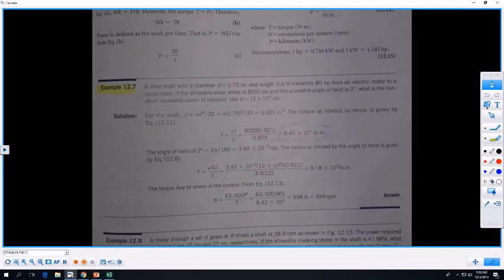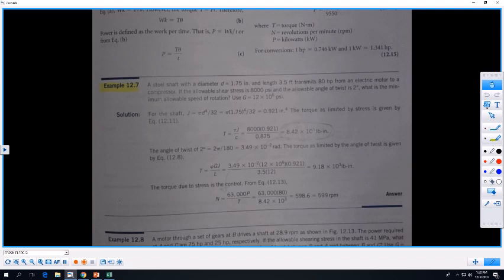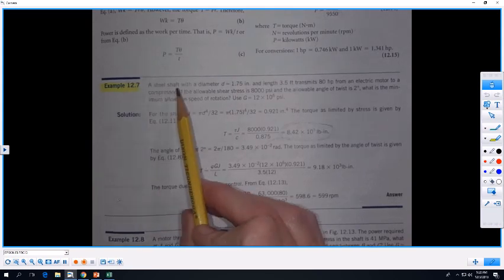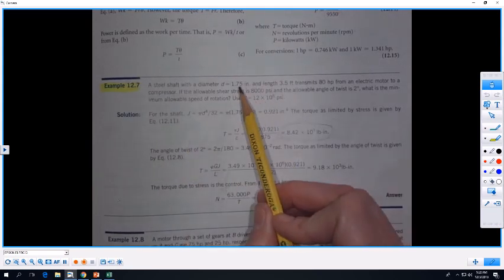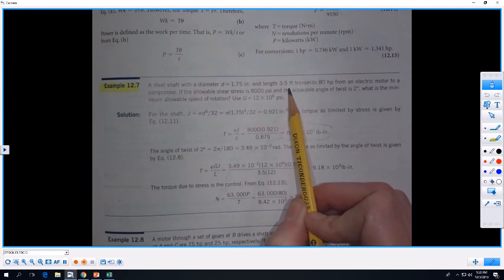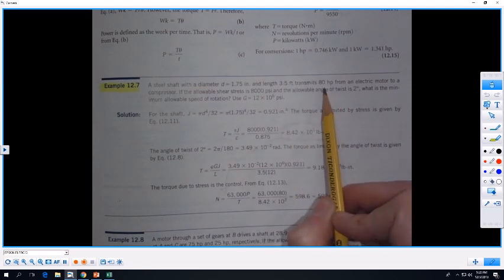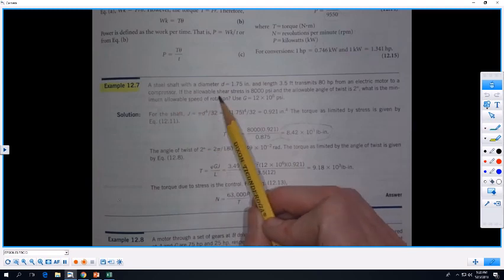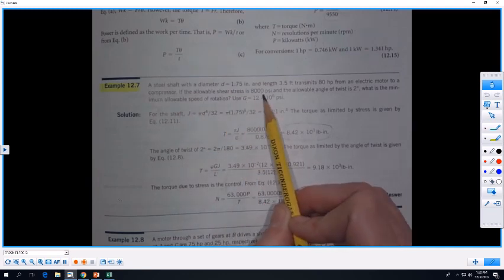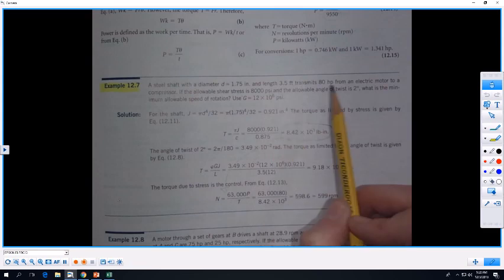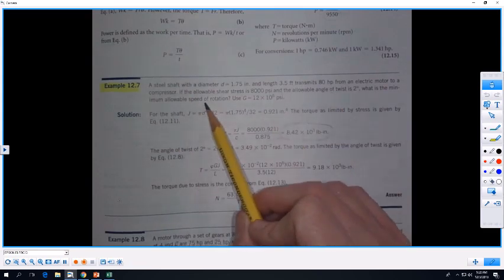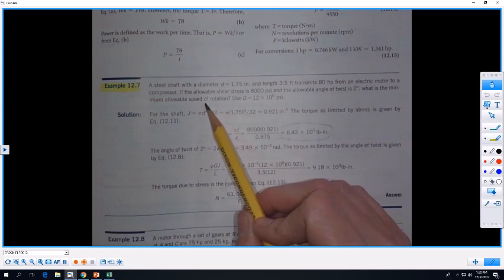The problem that we're going to look at next, the example problem, which is going to be your homework, is to look at example 12.7. We have a steel shaft with a diameter of 1.75, a length of 3.5 feet, that transmits 80 horsepower from an electric motor to a compressor. If the allowable shear stress is 8,000 psi and the allowable angle of twist is 2 degrees, we want to find what is the minimum speed of rotation, okay?